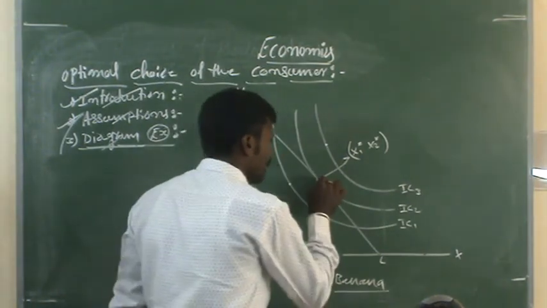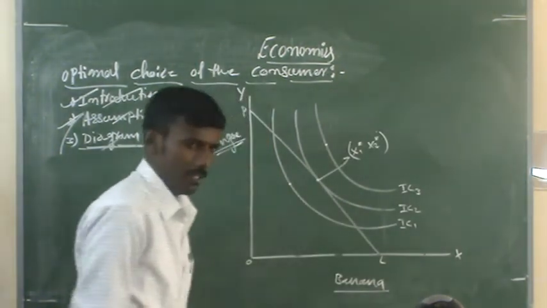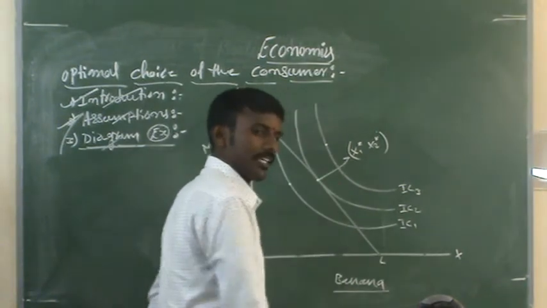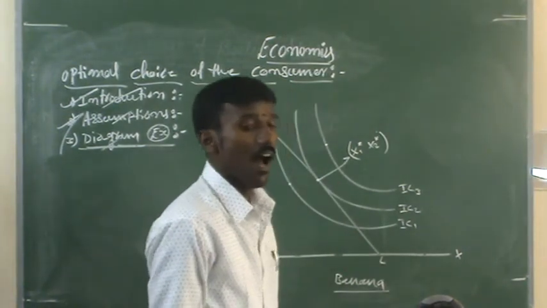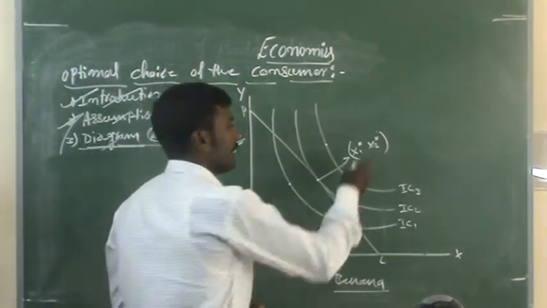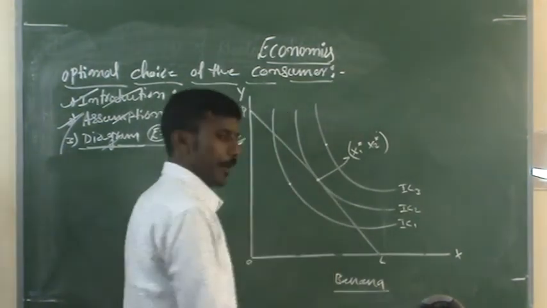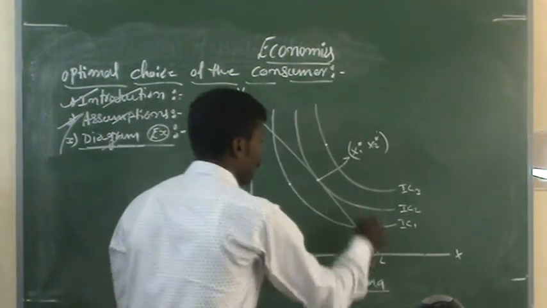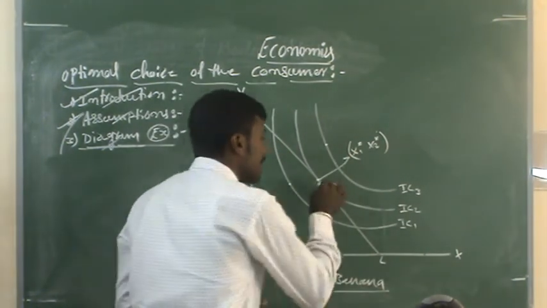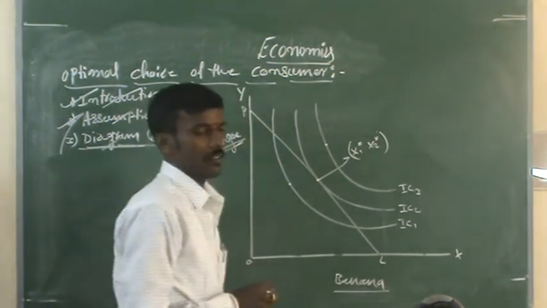Now the point, I mean x1 star and x2 star, it is optimal. Yes, absolutely right. The point x1 star and x2 star is the optimal choice of the consumer. Why? Because that point lies on IC2, and at the same time the budget line PL, the income line of the consumer, is tangent to that curve at that point.